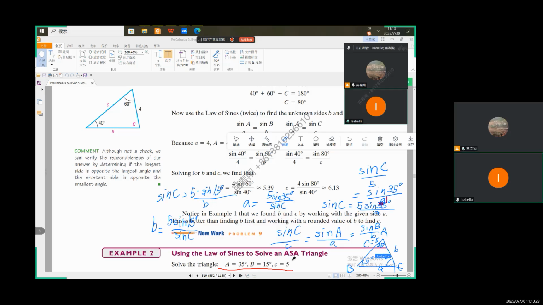Oh wait, we can tell what sine C is. I feel kind of stupid. Okay, so 15 plus 35 is 50 degrees. Wait, no, 35 plus 15 is 50, so C is 130 degrees. 130, yes. Okay, let me just calculate it. 5 sine 15 degrees over sine 130.